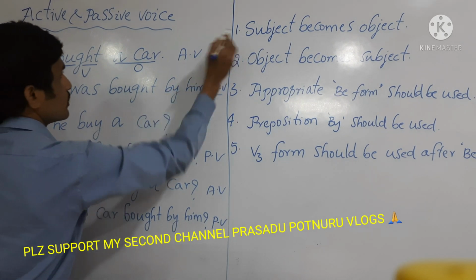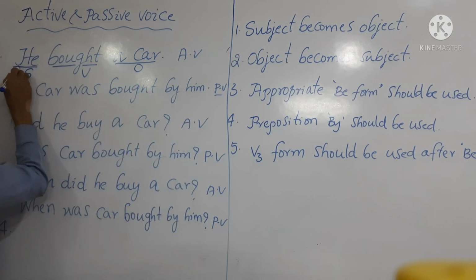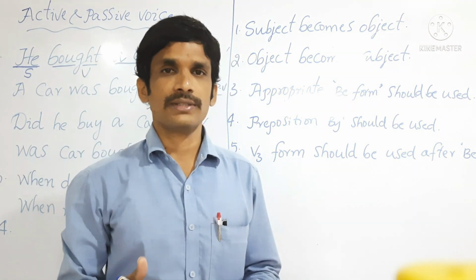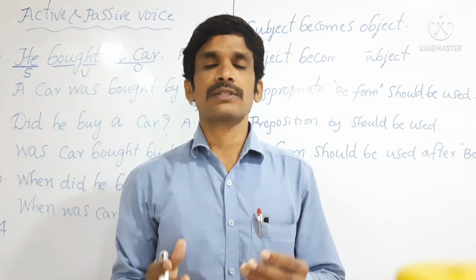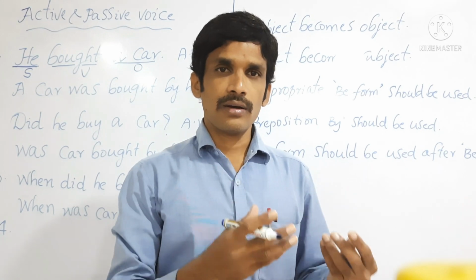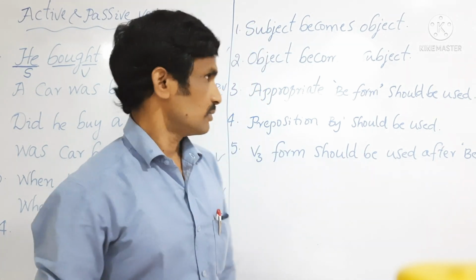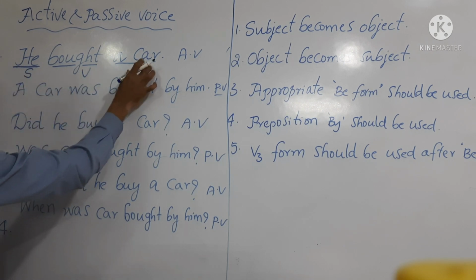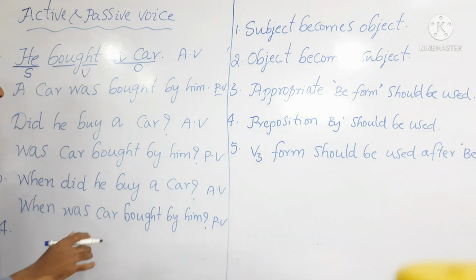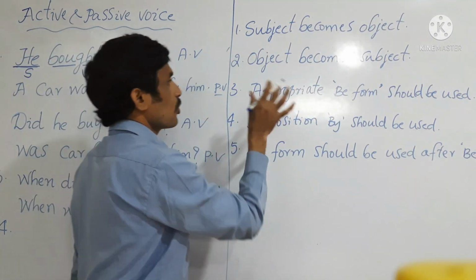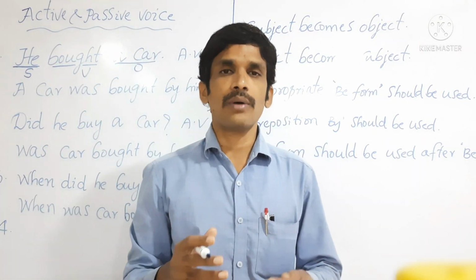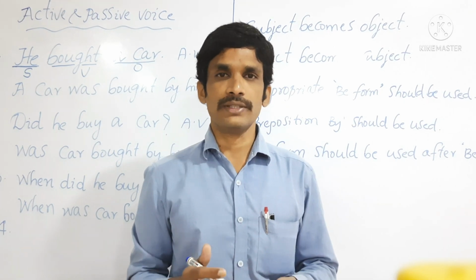So as per rule, the subject in the active voice becomes the object in the passive voice, and the object in the active voice becomes the subject in the passive voice. Subject becomes object, object becomes subject, right? Next, appropriate be form should be used in the passive voice.